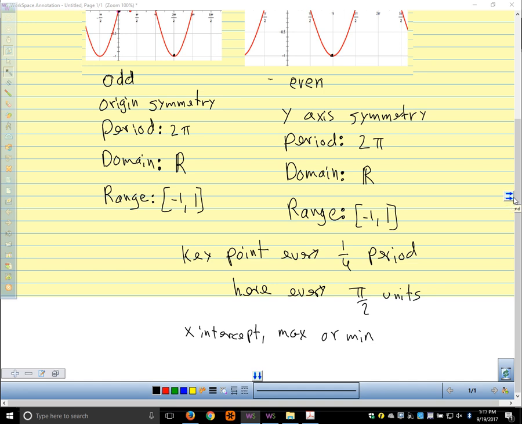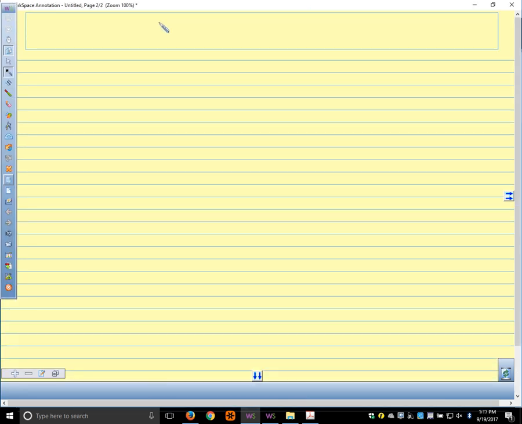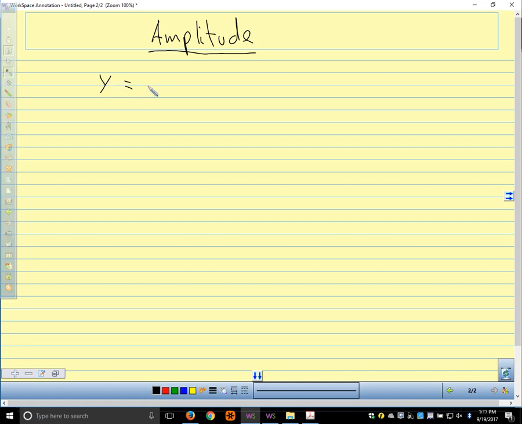So what we're going to talk about today is changing the amplitude and changing the period, and how we go about doing that. All right. So let's talk about amplitude. For the amplitude, what we're interested in is functions that look like this. Y equals a sine x, or y equals a cosine x.